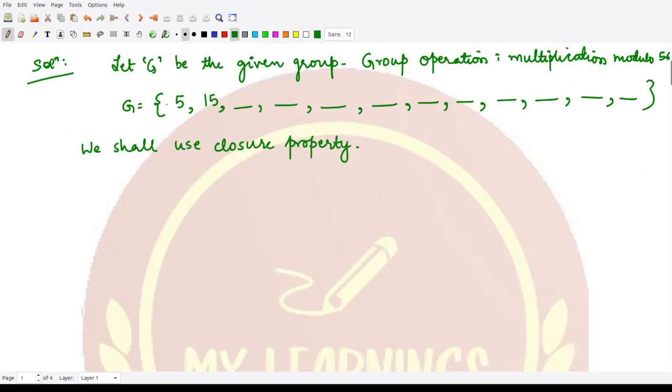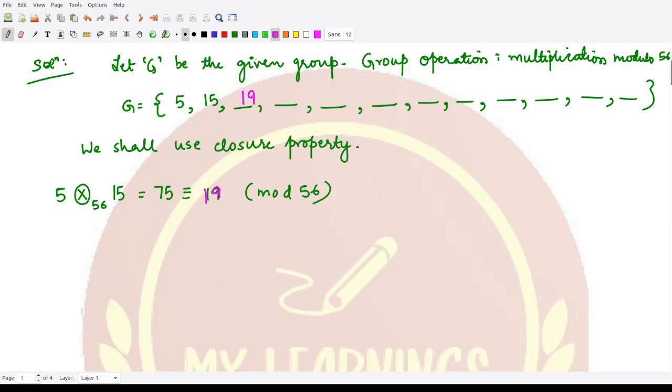For the closure property, we have two elements. We can just combine them through the group operation and see what element we have. Whatever that element is, it would surely be present in the group G. So when you compute 5 into 15, that comes out to be 75, and 75 mod 56 gives 19 as the remainder. So the element 19 should obviously also be present in the group.